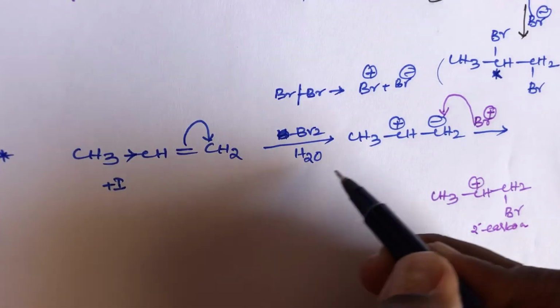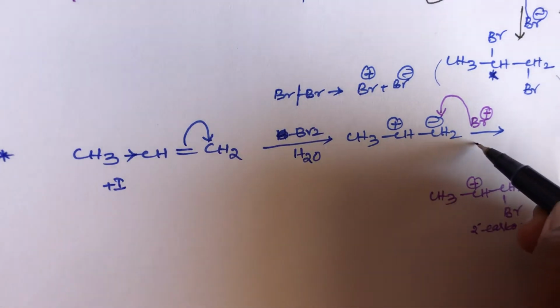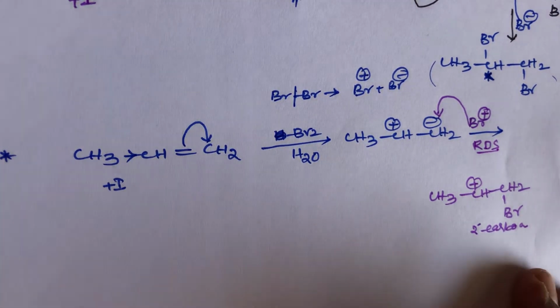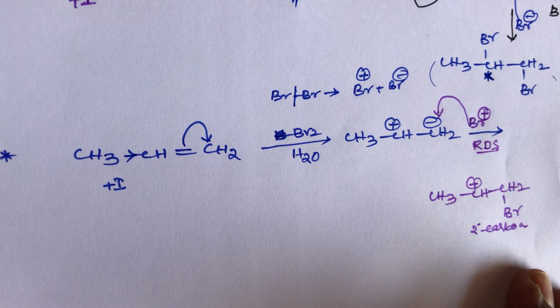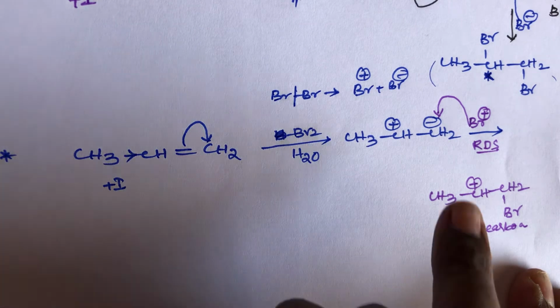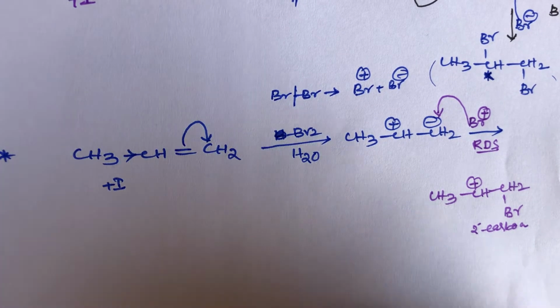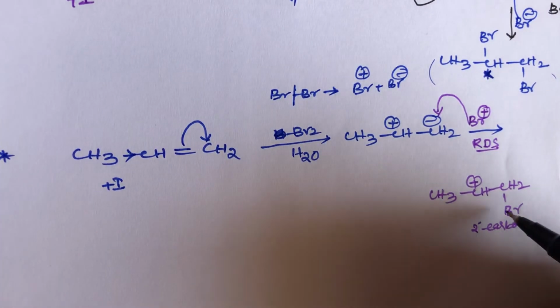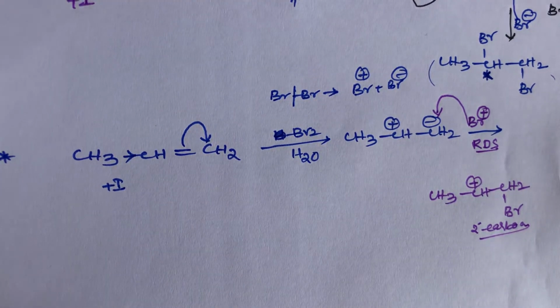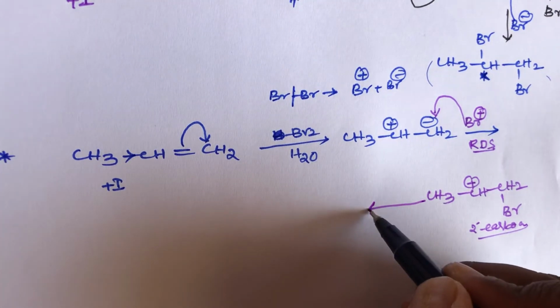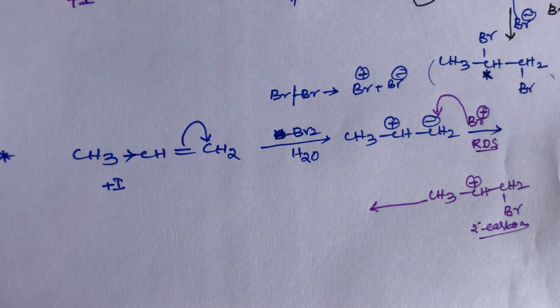We know that the first step is bond breaking, and the second step is the rate determining step, that is RDS, the slow step. In the rate determining step, the electrophile is added to the negative charge side. So the intermediate product formed is a secondary carbocation. Then what is the next step here, students? Br minus is left.